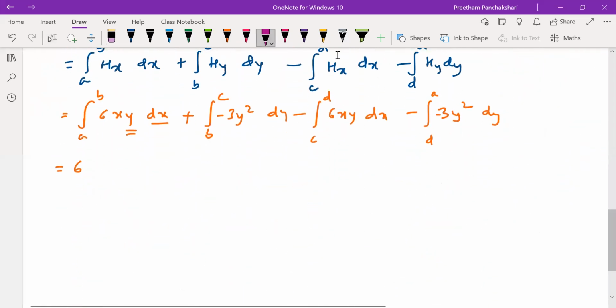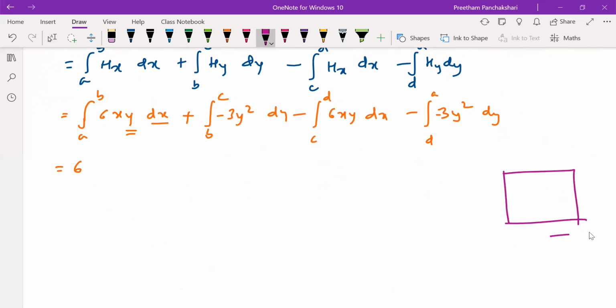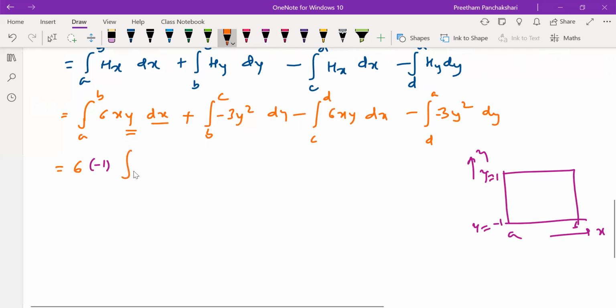So if you just recall this rectangle here, this is the x-axis and this is the y-axis. Y is minus 1 to plus 1. This entire line is y equal to minus 1. That is, from a to b, the y value is minus 1. Take it out. Then integration is only required for x dx from a to b.